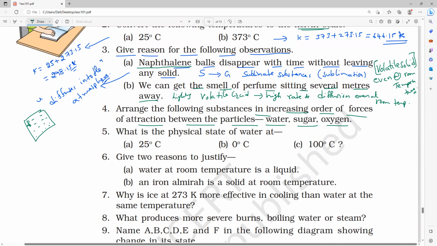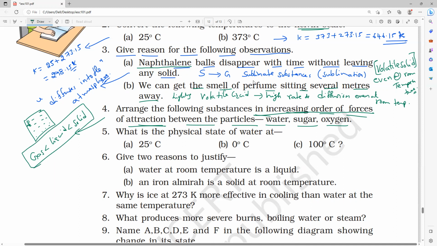They are asking substances in increasing order of forces of attraction. Force of attraction should increase. So we can write it in two ways: oxygen, water, and sugar. First I will write, we know that oxygen is a gas. Gas is having less. Next one is a liquid. Next one is a solid.